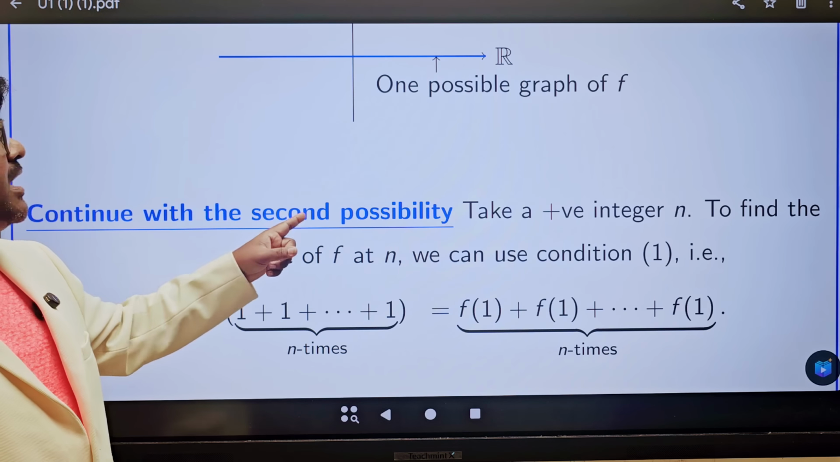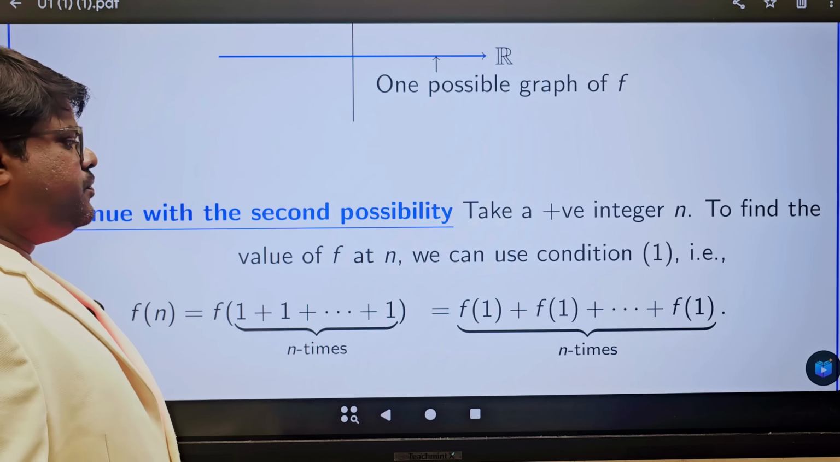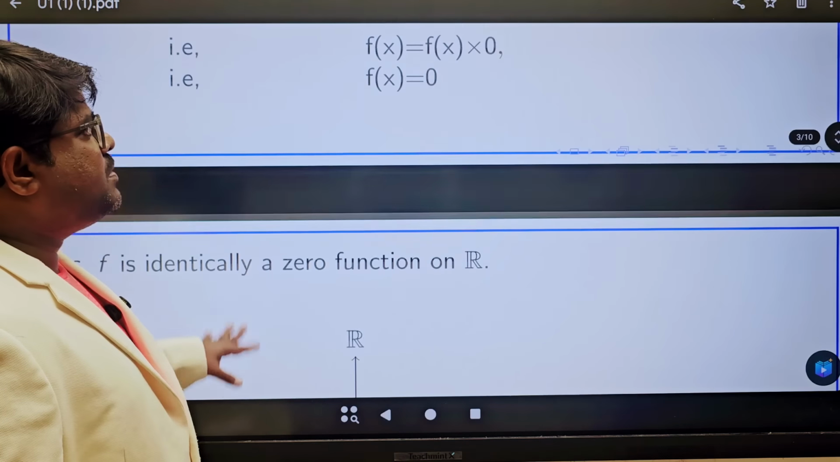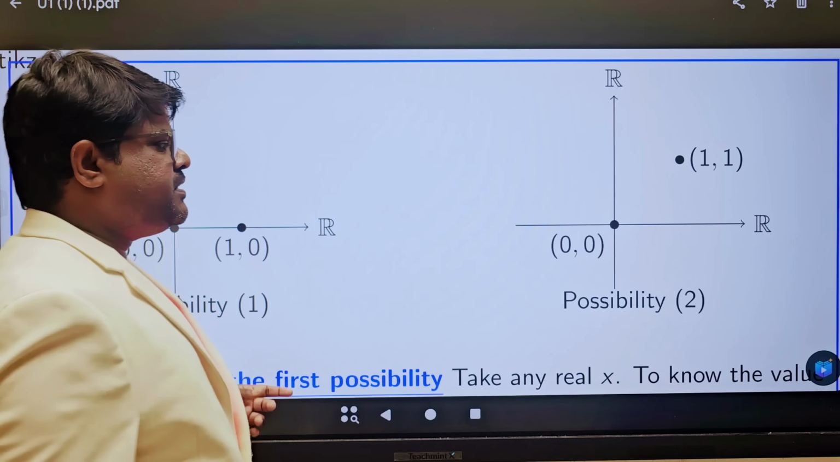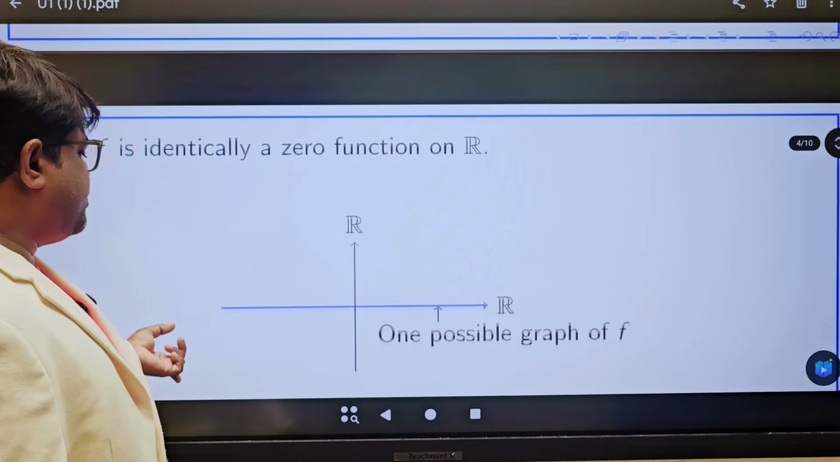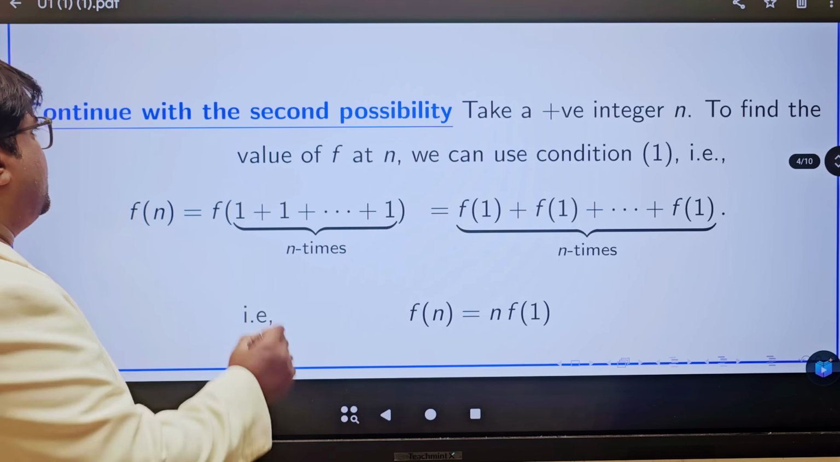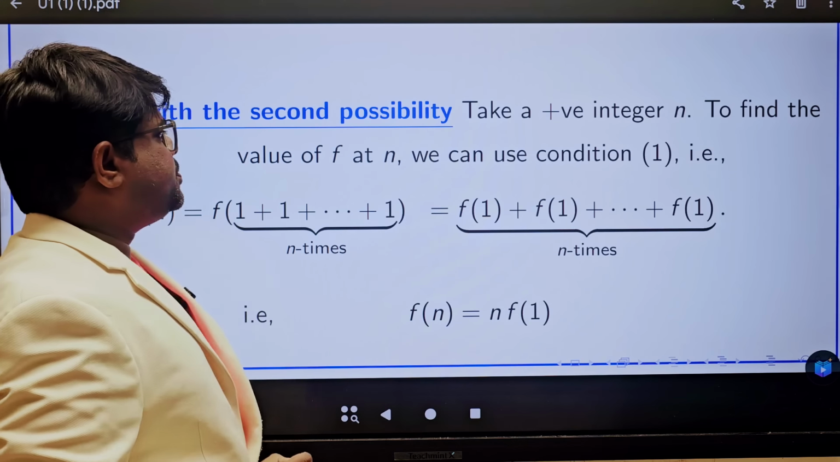Continue with the second possibility. What is the second possibility? You can see here. What is the second possibility here? This is the second possibility. Now we will proceed with this one, the second possibility.